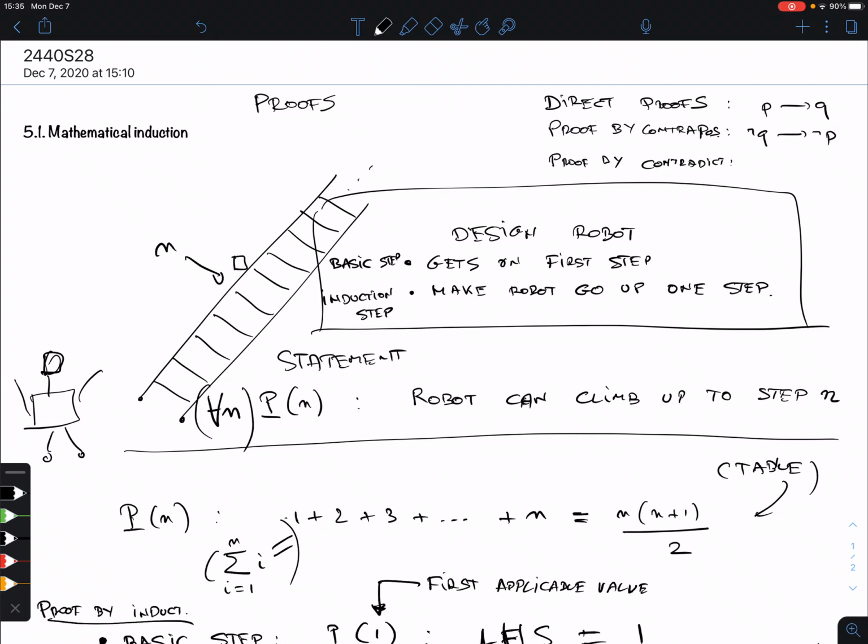Okay, I'm going to try my robot again. He's standing on this step, and now he has to go to the next one. So this is n plus 1. Okay, so how is he going to get to n plus 1? This is the task. If you can get to level n, Mr. Robot, what you need to do is now to get to level n plus 1. And can you do that?